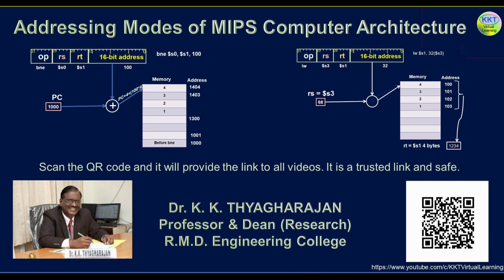Hello friends, in this video I am going to discuss the various types of addressing modes used in MIPS architecture. The various ways of specifying operands in an instruction is known as addressing mode. There are 5 types of addressing modes in MIPS architecture. The first one is immediate addressing.